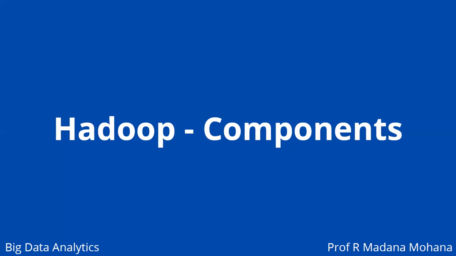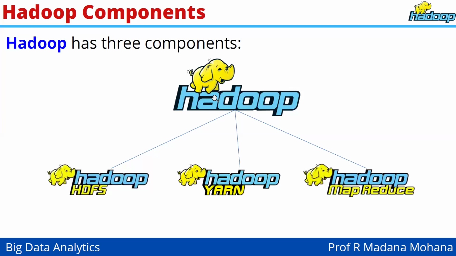Then coming to various components of Hadoop. We already saw that Hadoop majorly consists of these three components. First one is HDFS, then YARN, then MapReduce. HDFS is a distributed file system. Then YARN is the default operating system of Hadoop. Then MapReduce is the distributed processing paradigm, like a programming approach. Let us see these three components a little bit.